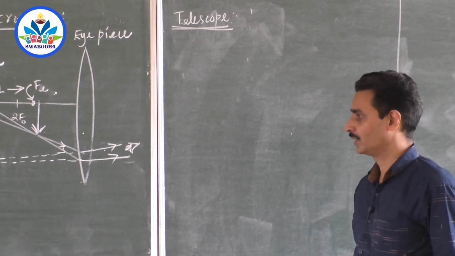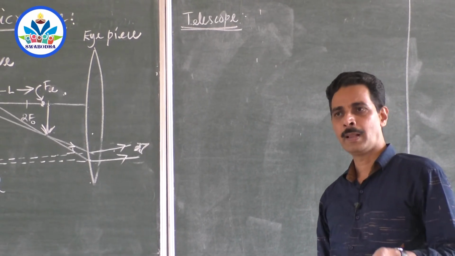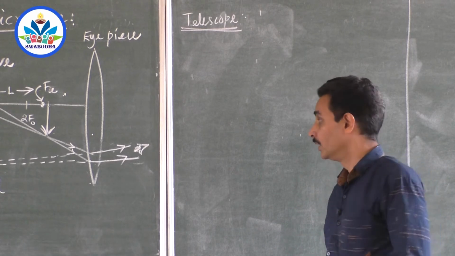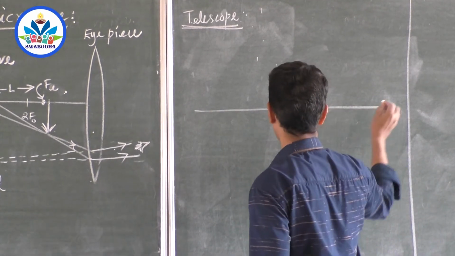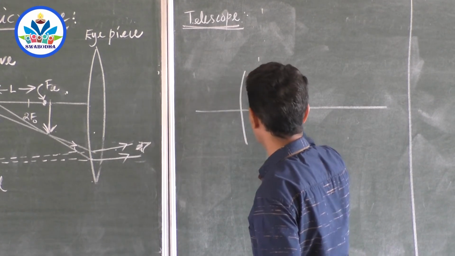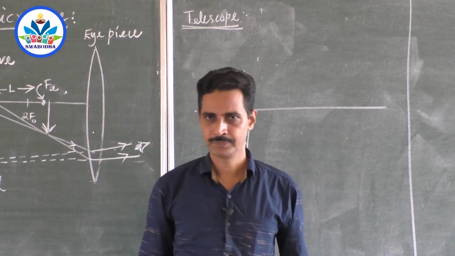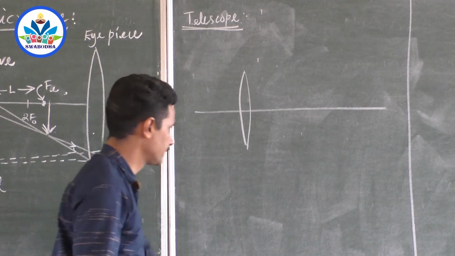So telescope should also have two lenses, eyepiece and objective. So telescope consists of two lenses. One is objective and another is eyepiece. We will draw the eyepiece later. Okay? First we will draw objective.